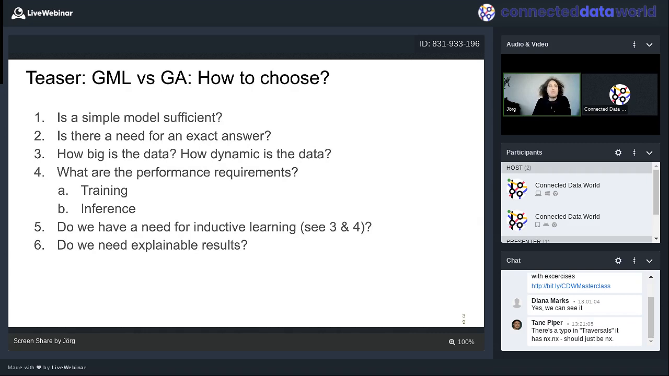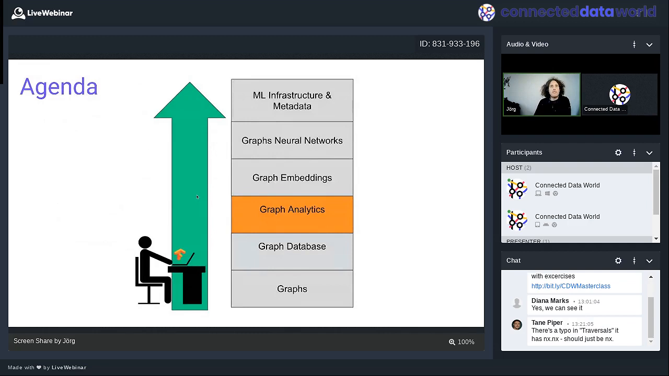Last but not least is the point of, do we need explainable results? So do we need to understand, for example, in healthcare or finance, how we arrived at a certain conclusion? Then of course graph analytics is a clear advantage because it's analytic and we can really dig deep and more or less easily understand how a certain decision has been made. For graph machine learning, or machine learning in general, there's a trend towards more explainable models, but I would say that's an area of active research. Okay, with that, unless there are any questions, I would dive into the area of graph analytics a bit more.